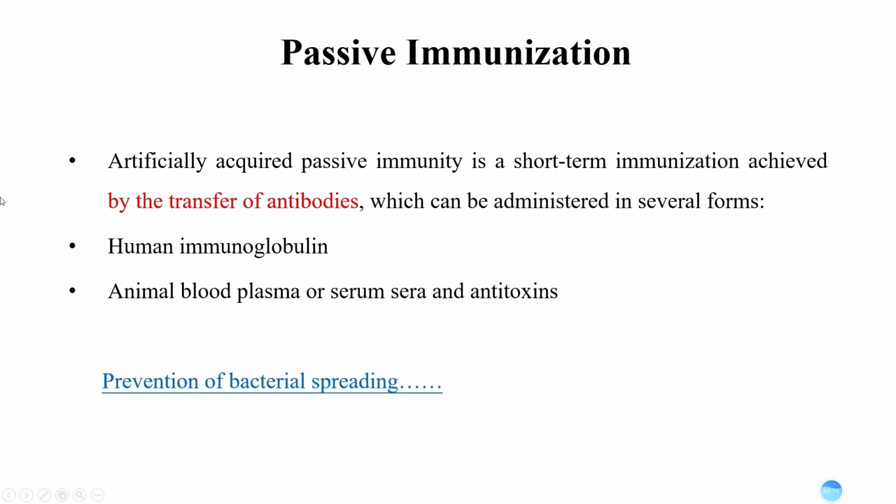This is active immunization. While for passive immunization, that's the artificially acquired immunity through a short-term immunization achieved by the transfer of antibody. So we can use purified antibody or the serum from immunized animal. We can use human immunoglobulin or animal blood plasma containing the antitoxin, the antibody. Okay, so that's passive immunization.